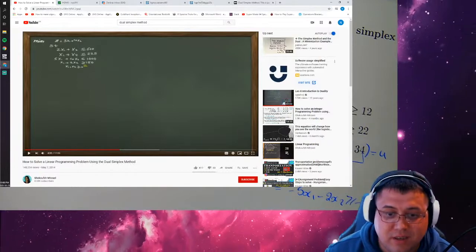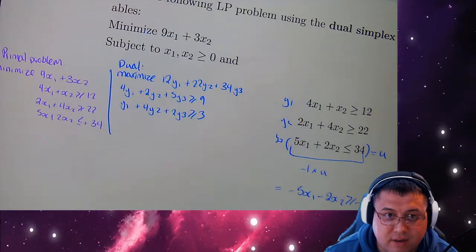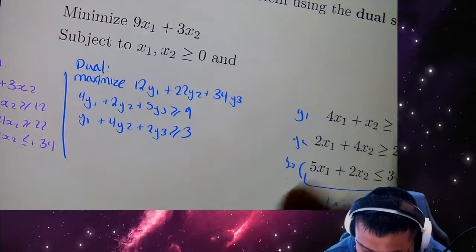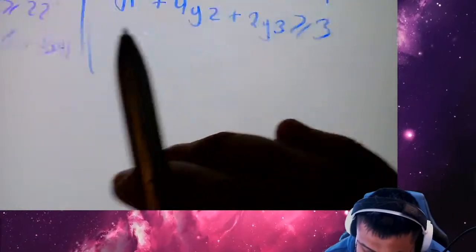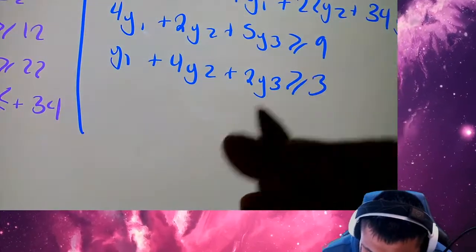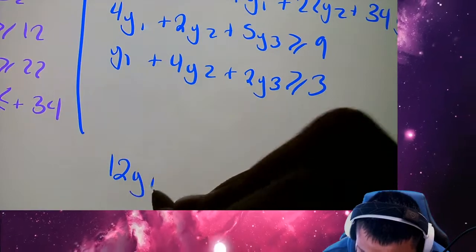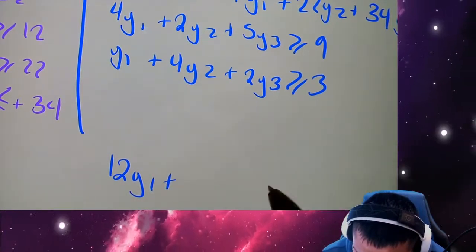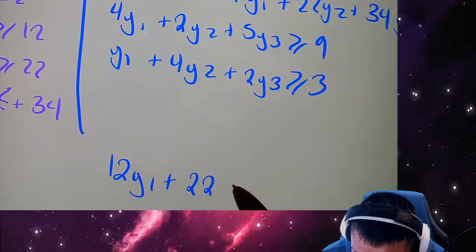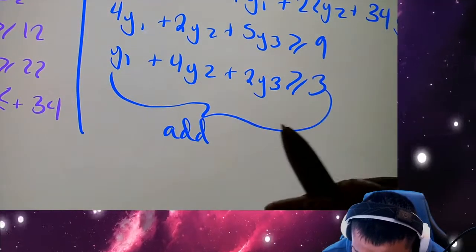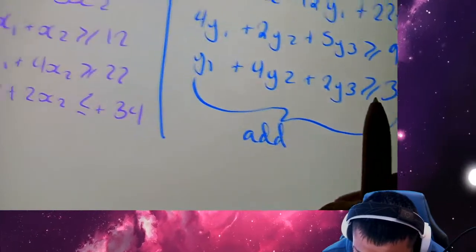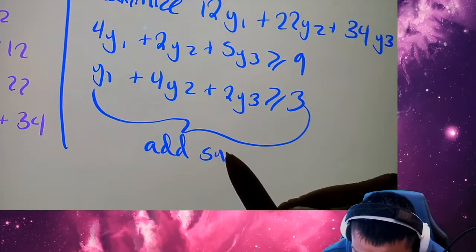Essentially all we have to do is change it and then solve this. So this is literally plug and play. So we go 12y1 plus 22y2. Add, is this slack or surplus? Add surplus.